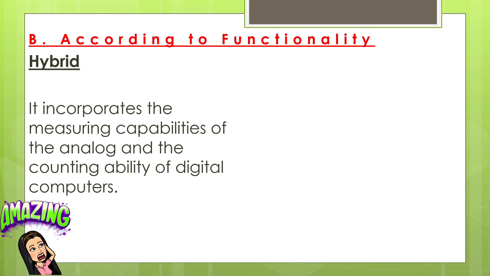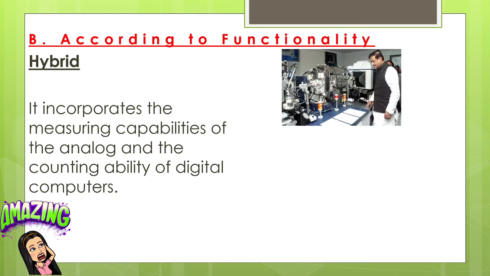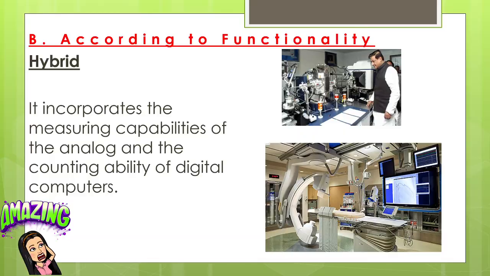It is used widely in hospitals with the help of the analog features. Example, the patient's heartbeat and blood pressure are checked, and their digital features are used to observe the vital signs. These are also used in forecasting weather. So these are the examples of the hybrid computers.